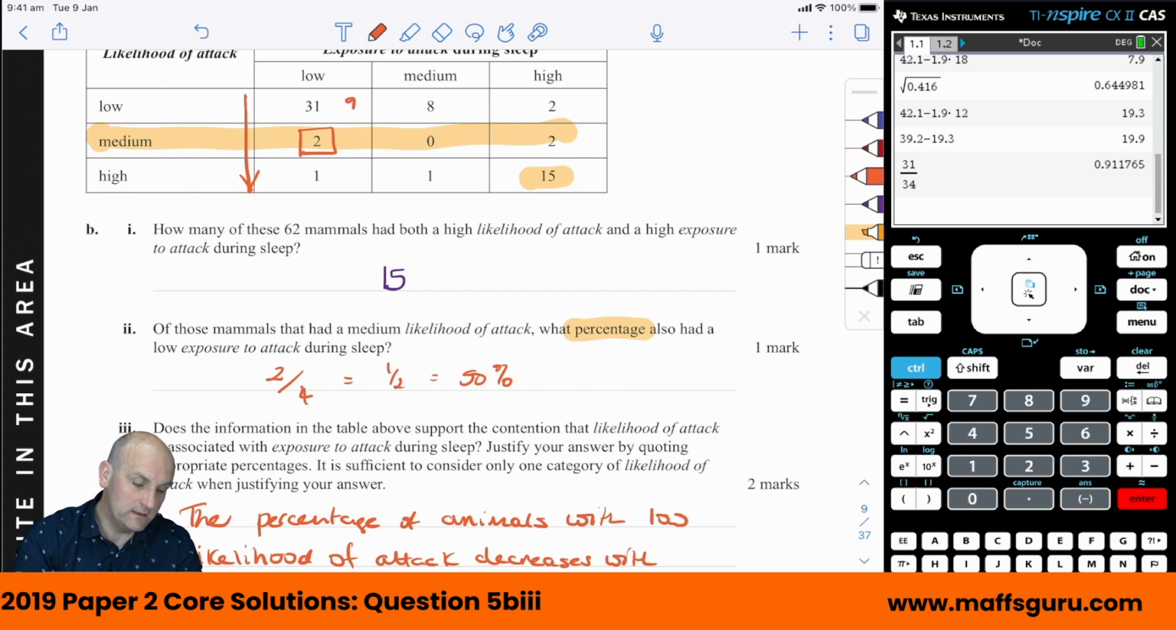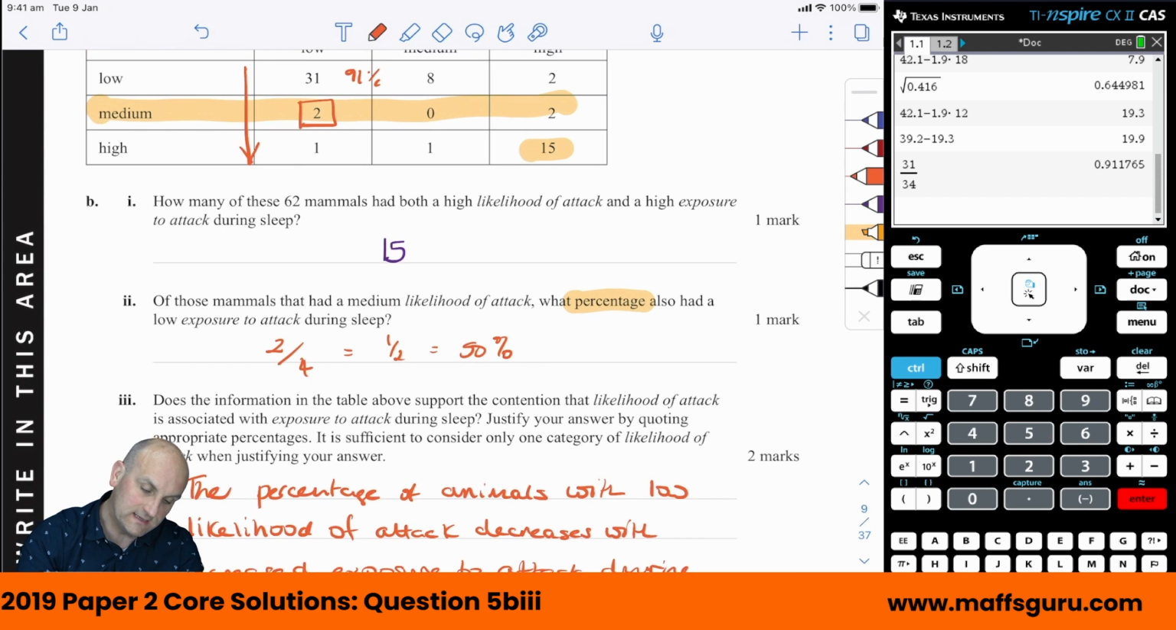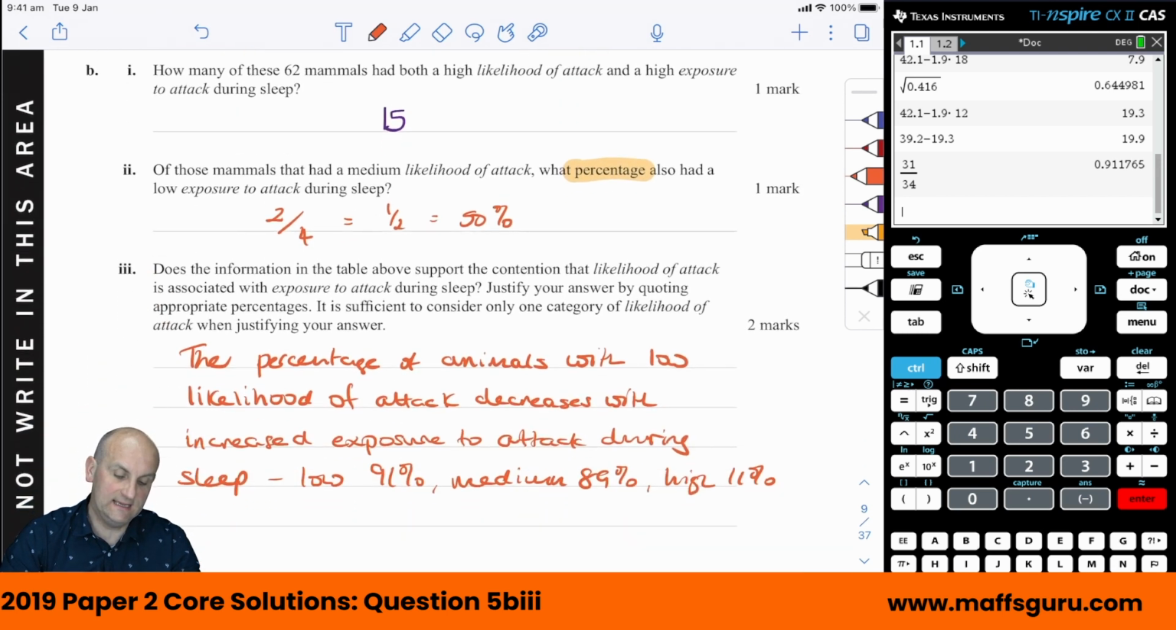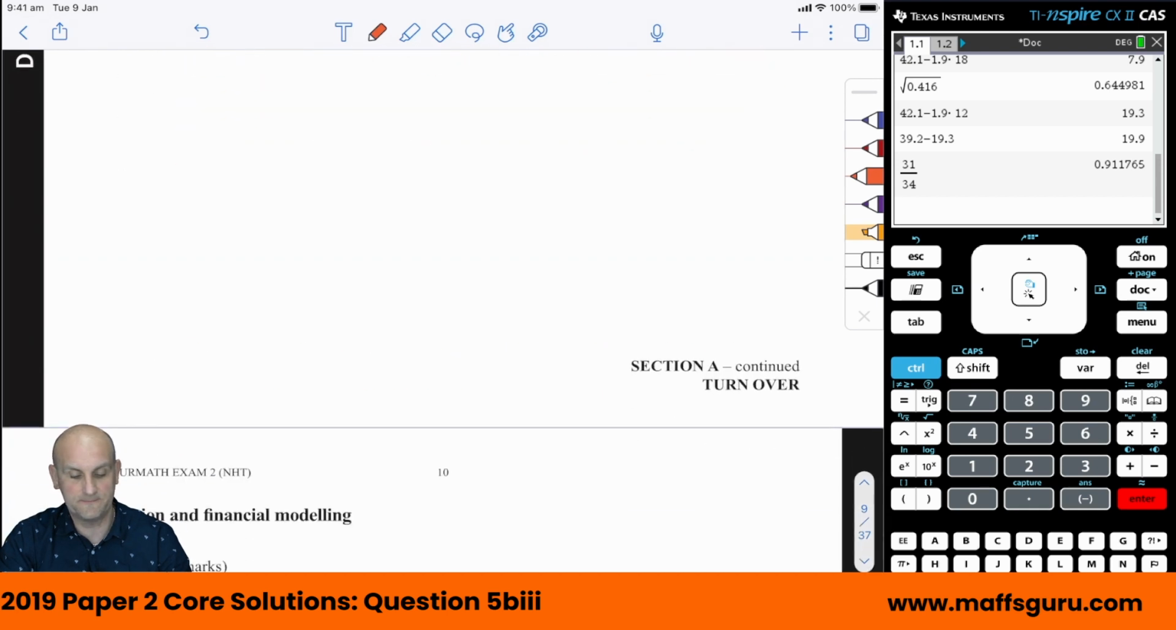That would have given me 91% there. This one here would have given me 89% and then 11%, I think. All right, and so what we can see, as the sentence here is taken specifically from the exam, is the percentage of animals with low likelihood of attack decreased with increased exposure to attack during sleep. Low 91, medium 89, and high 11. They wanted you to remember to have one category of likelihood of attack when justifying your answer and quoting appropriate percentages.